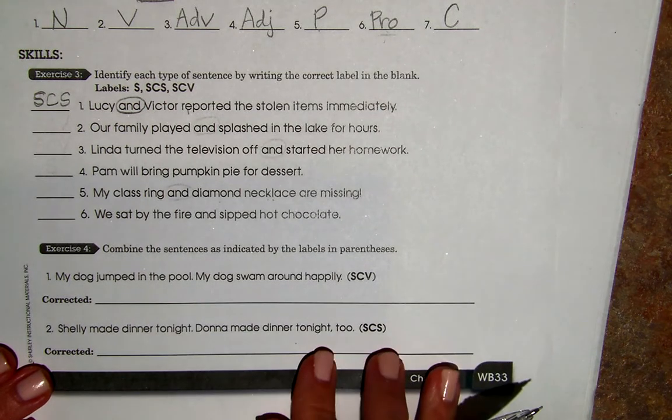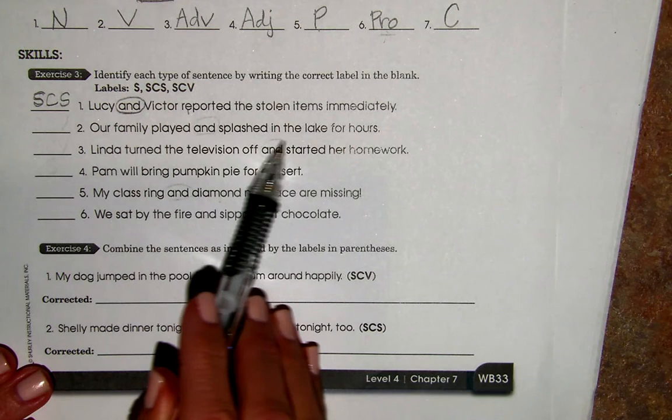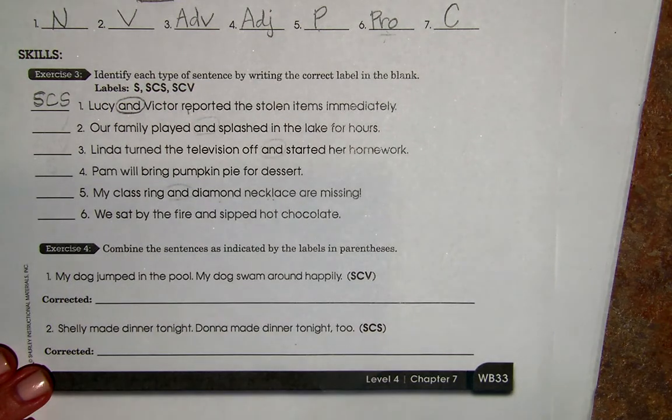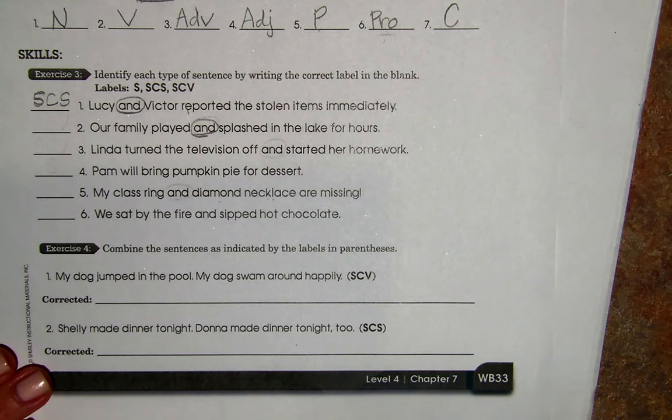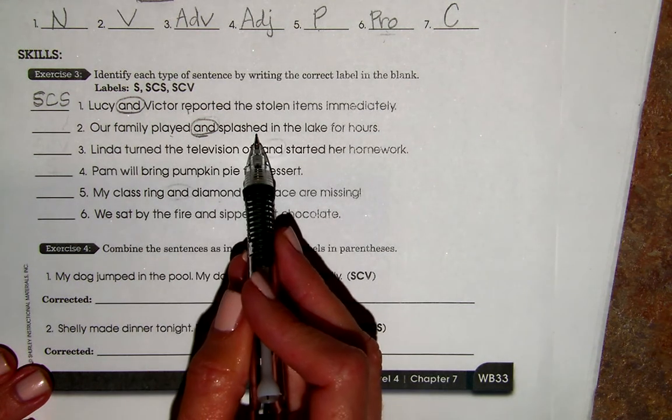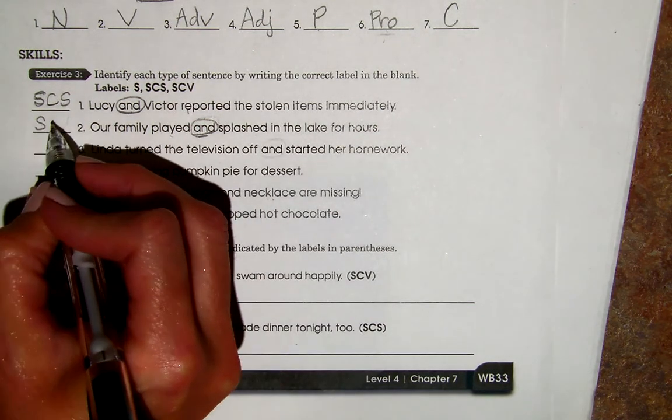All right, "Our family played and splashed in the lake for hours." I notice a conjunction, the conjunction "and." It's connecting two verbs, played and splashed. If I were asking this question and classifying the sentence, I would say, who played and splashed in the lake for hours? It would be family, the subject noun. And what is being said about family? Family played and splashed. Both of these are verbs, so that would be a simple sentence with compound verbs.